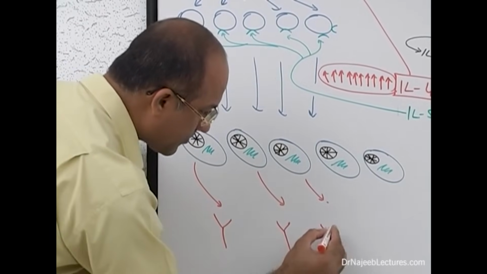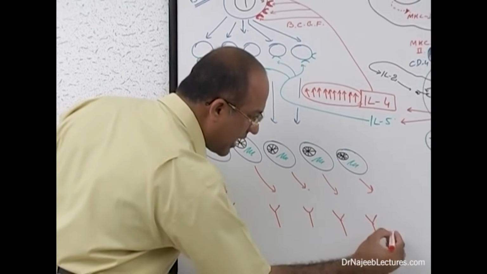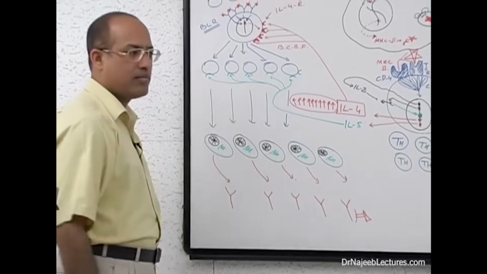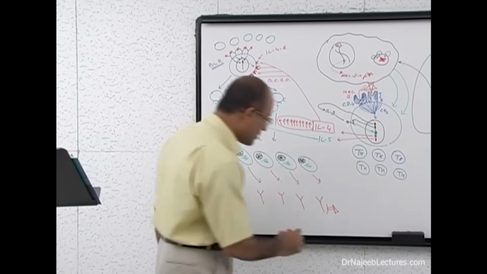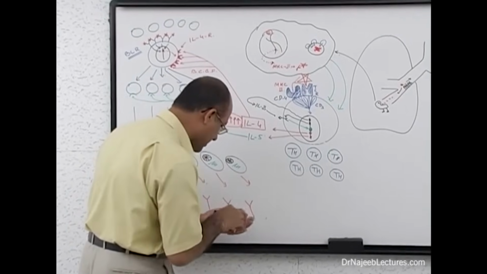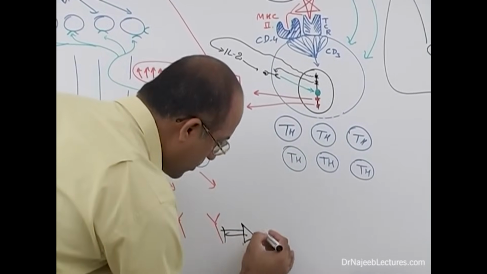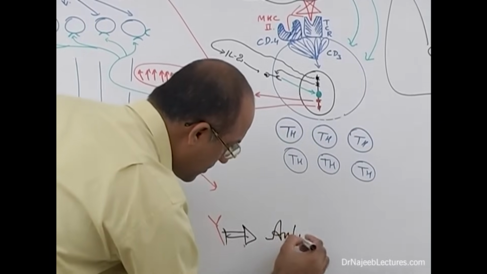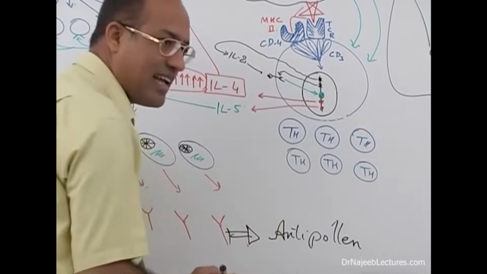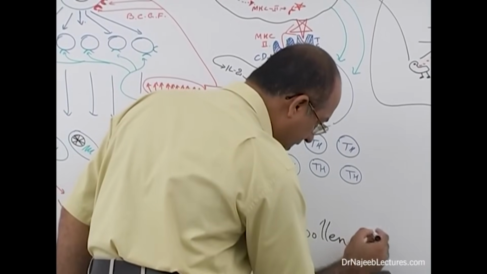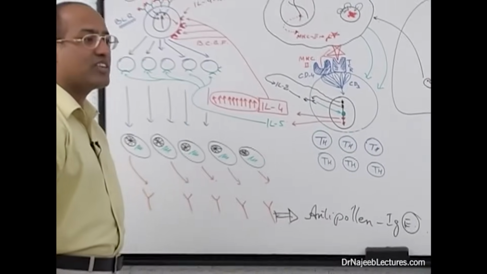What antibodies? Antipollen antibodies, and these antipollen antibodies belong to the class, which immunoglobulin class? E class. Up to now there is no type 1 reaction. It is only preparation of the reaction. Antipollen IgE immunoglobulins. Now there is a big change in his body.